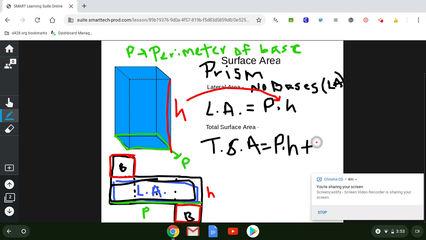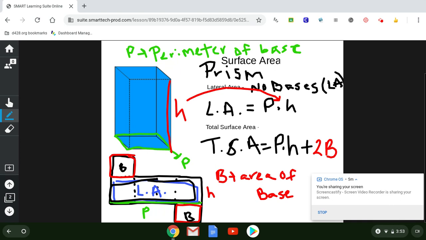So because I have two of them, it's 2 times the area of a capital B. Okay, capital B means area of the bases. It doesn't mean like a base. So the reason why we use a capital B is my prism could have any shape as its base. You know, I could have a triangle, I could have a pentagon, any polygon really. So we use a capital B just to say, hey, I have to find the area of the base.